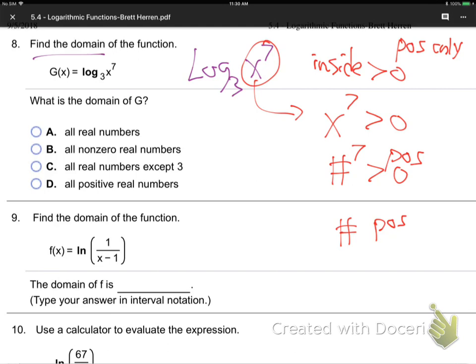But also, since 7 is an odd number, if you have negative numbers, what do they come out? Oh, look at that. So it's all good, right? So that just means the number needs to be positive. So the number is positive. So we would say all positive real numbers.